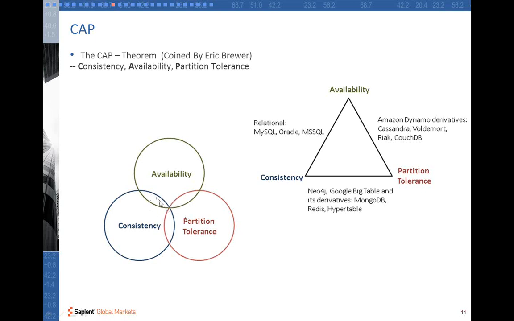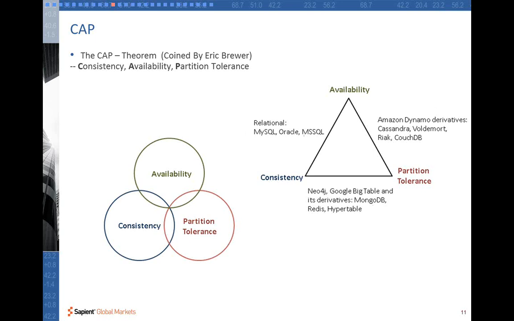So it's the intersection of consistency, availability and partition tolerance, and consistency and partition tolerance. Now this triangle is trying to tell us which stores are in which area. So we have a combination of consistency and availability in relational databases, a combination of consistency and partition tolerance in the case of Neo4j, Google Bigtable and derivatives, MongoDB, etc. The same goes with availability and partition tolerance. We'll see more combinations and more traits in our next slide.